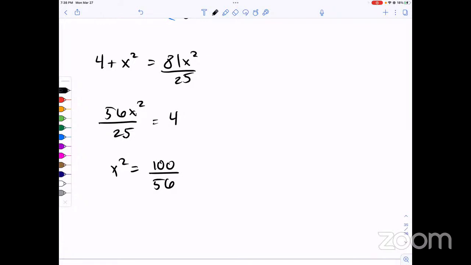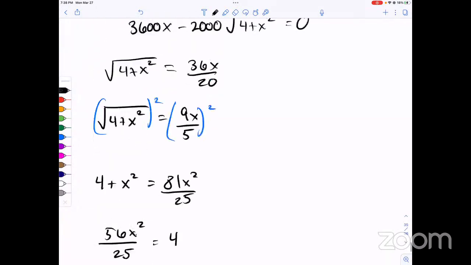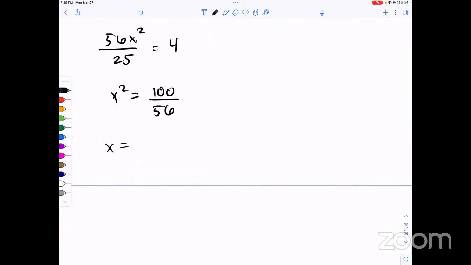So then x equals... what's our context here? We're not going to take the minus because the minus doesn't make sense in the context. Square root. So it's going to be square root of 100, which is 10, over the square root of 56. What is that? 27? Nope, 28.